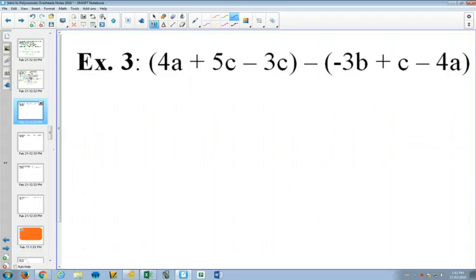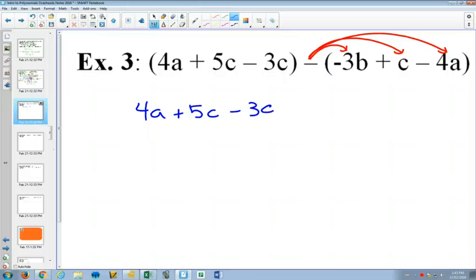So again, here we're subtracting, and because we have a negative outside of our second set of brackets, that negative is going to affect everything inside that brackets. So you're going to get 4a plus 5c minus 3c minus a negative plus 3b minus c plus 4a. So notice how everything in that second polynomial, in the second set of brackets, how the signs all changed.